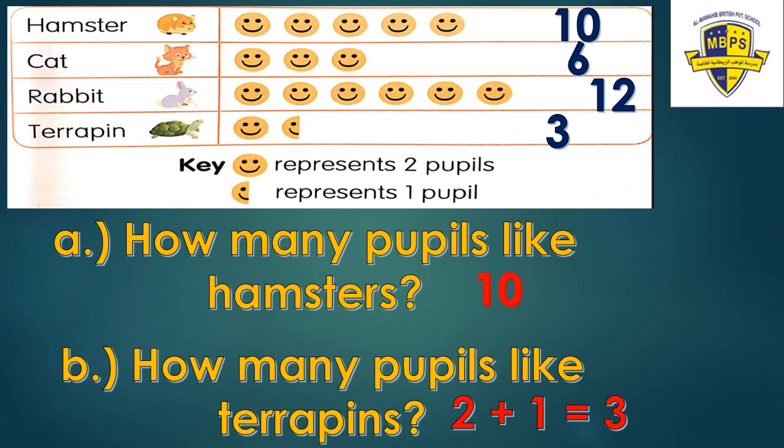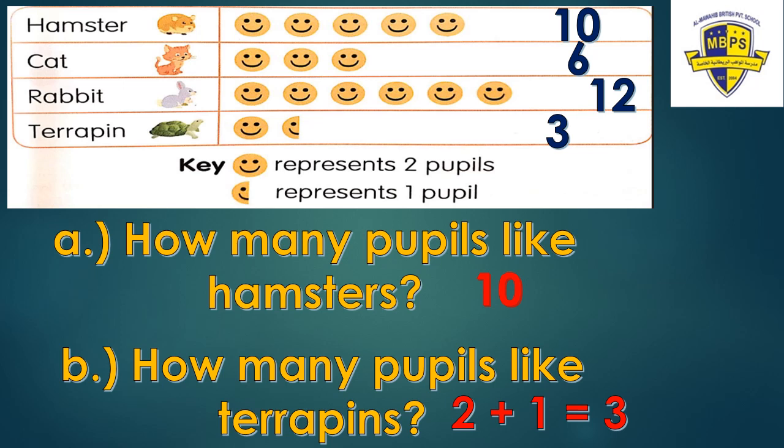Students, let's start. Now we have a few questions to solve here. Alright, the first one, A. How many pupils like hamsters? Now we already saw on the last slide that one full happy face is equal to 2 pupils. Okay, so let's count the hamsters one more time. We have how many happy faces? 1, 2, 3, 4, 5. And we are going to count by twos because one full happy face is equal to 2 pupils. So let's start counting. 2, 4, 6, 8, 10. Very good. So 10 pupils like hamsters.